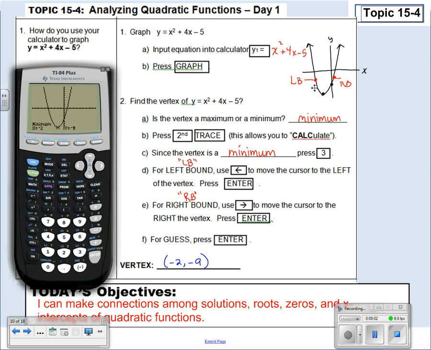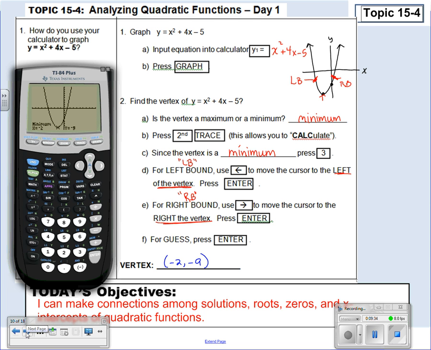So what the calculator did is it took that left bound, and it took that right bound, and it found what is the minimum point between those two bounds, and that's why we were able to come up with the vertex itself. That's why it's very important that when you're doing the left bound and the right bound, you need to be to the left of the vertex or to the right of the vertex. If you don't get to the left or the right, you will not get the correct answer. So the vertex is (-2, -9).